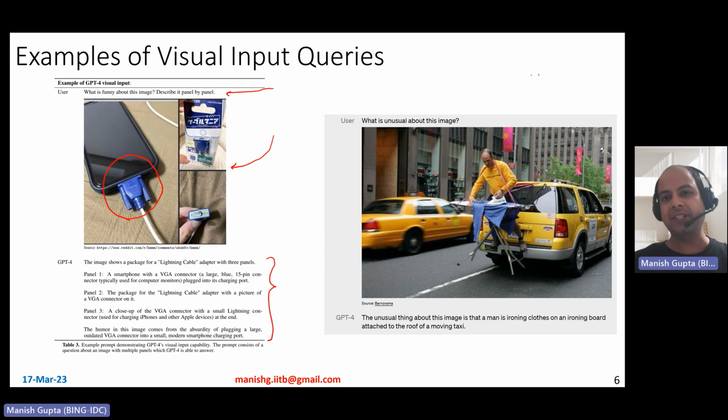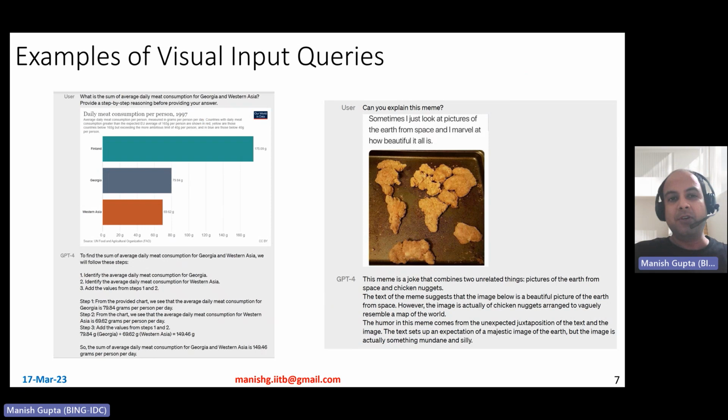Now, yet another question, what is unusual about this image? And then it nicely comes up with this reasoning that, hey, the unusual thing about this image is that a man is ironing clothes on an ironing board attached to the roof of a moving taxi. Yeah, there are more such visual input queries. So for example, can you look at this meme and actually explain this meme, or can you do data interpretation?